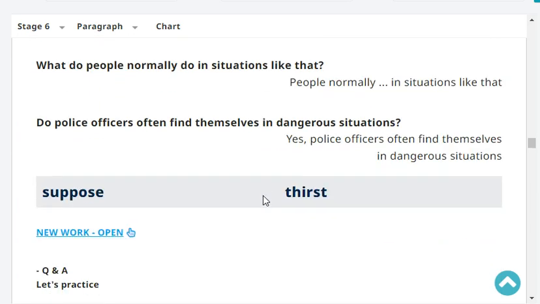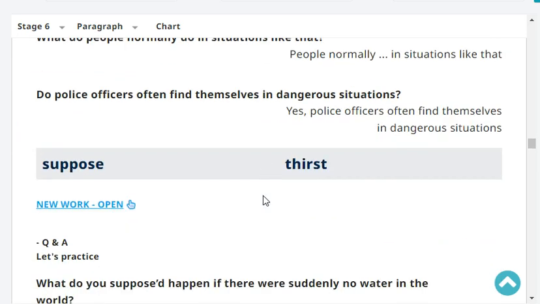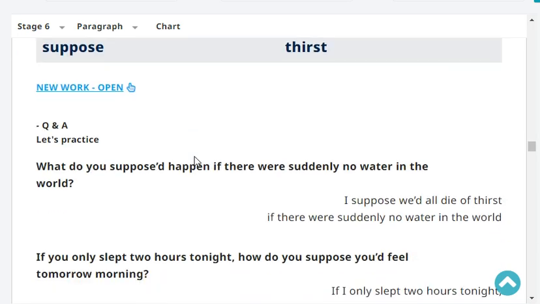Do police officers often find themselves in dangerous situations? Yes, police officers often find themselves in dangerous situations. Very good.